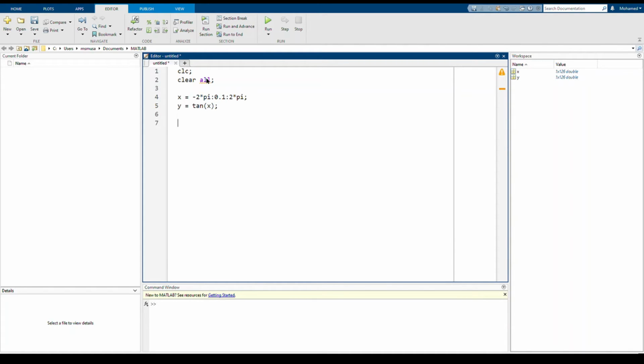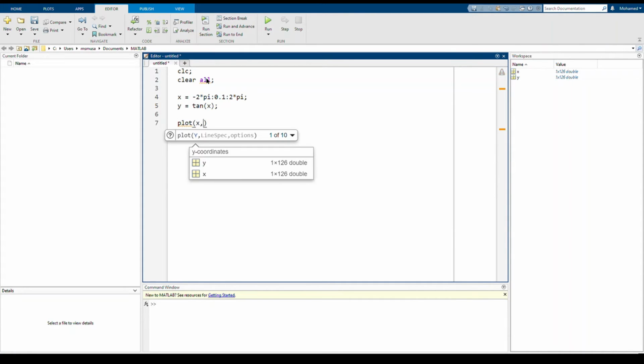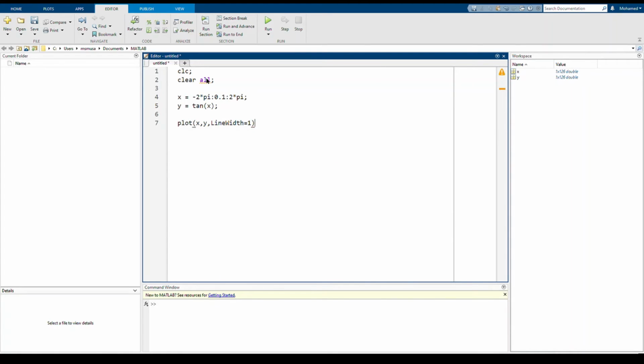Finally, we plot y against x. So, we write plot y, x with a line width of 1. The default line width is 0.5.